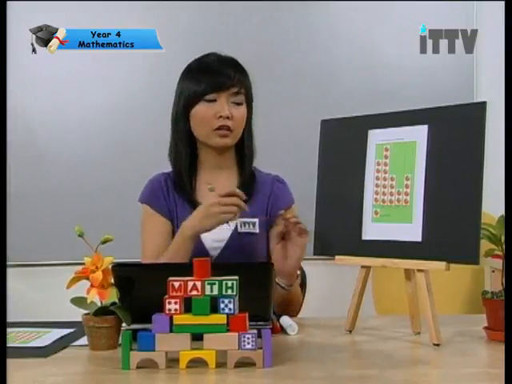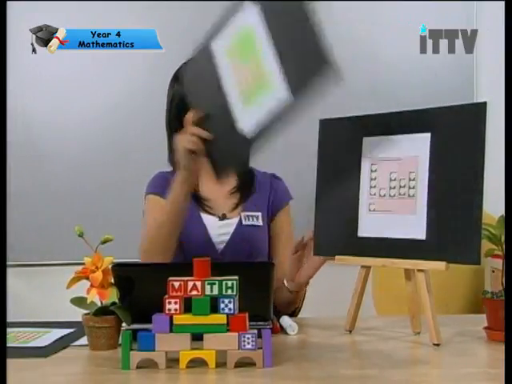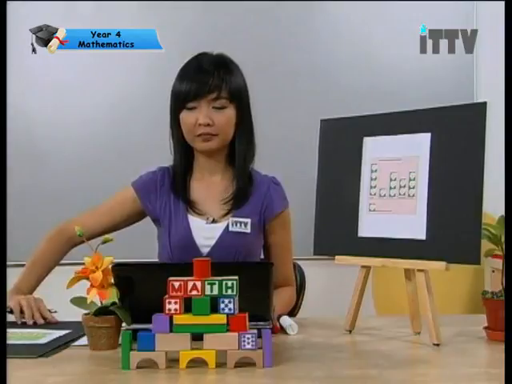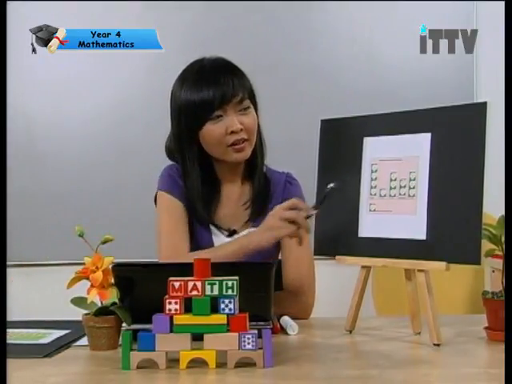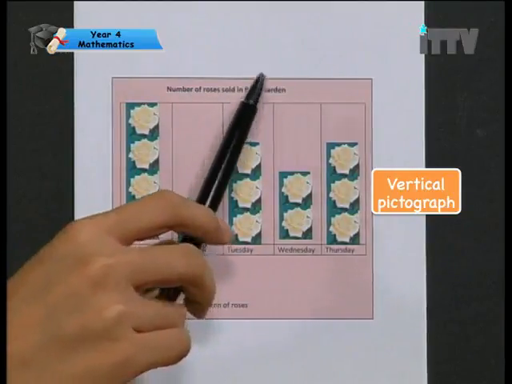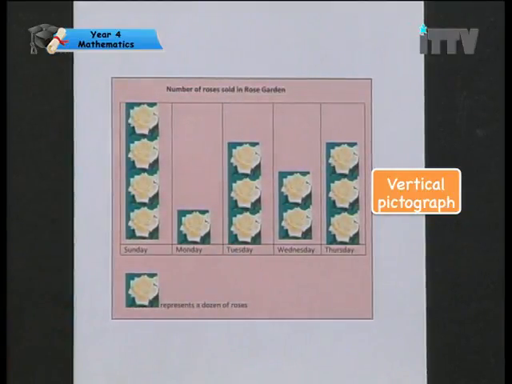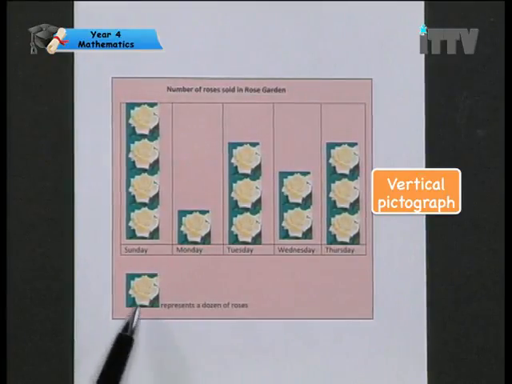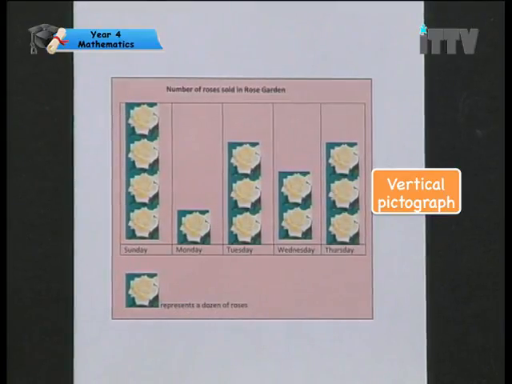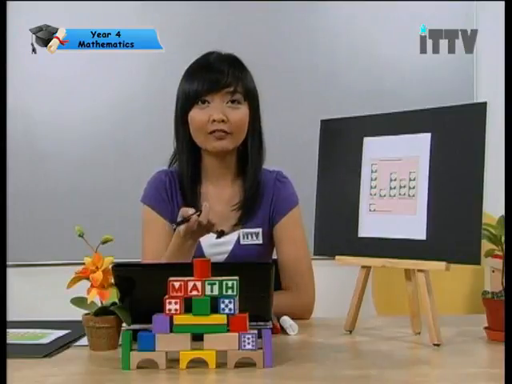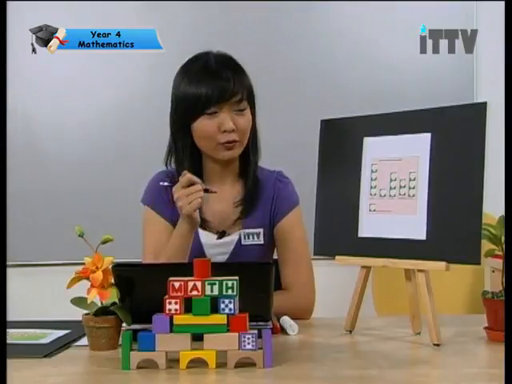Now I have another vertical pictograph here. Take a look. Now what is the title of this vertical pictograph? Number of roses sold in Rose Garden. Okay? Now, look at the pictures. Tell me from the key, what does one picture represent? One picture represents a dozen of roses. Now, do you know what is a dozen? A dozen means 12. So a dozen of roses means 12 stalks of roses.